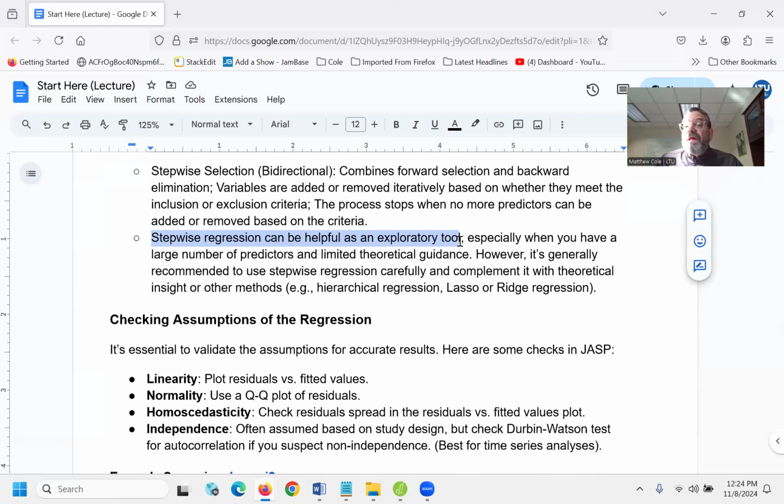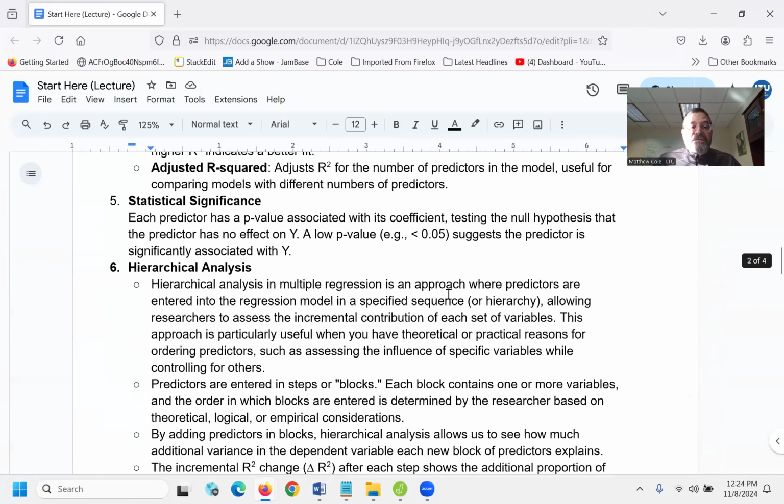We don't know; that's what exploration means. We're just going to see what we get, especially when you have a large number of predictors and limited theoretical guidance. However, it's generally recommended to use stepwise regression carefully and complement it with theoretical insight or other methods, such as hierarchical regression. Probably best that we call it hierarchical regression analysis.